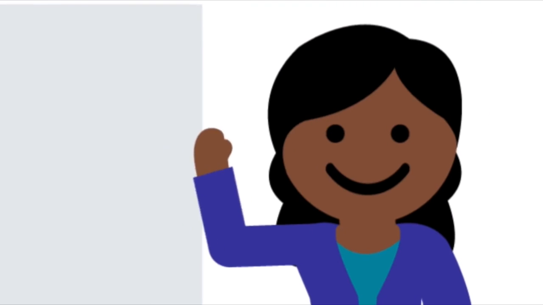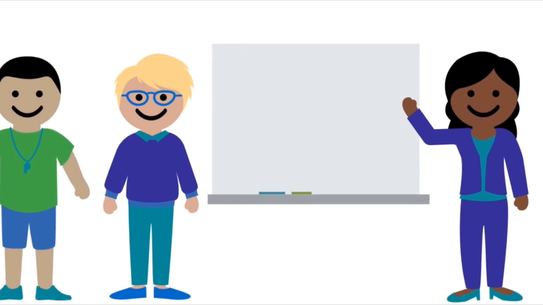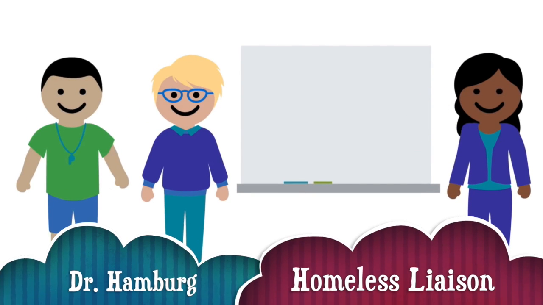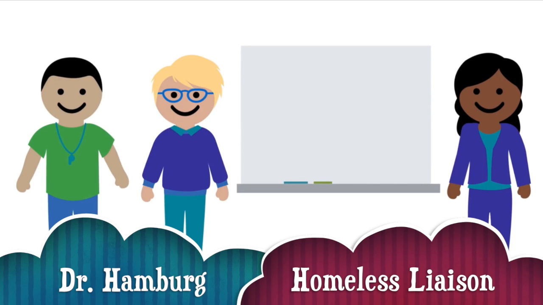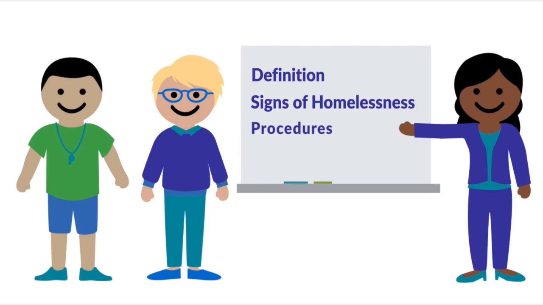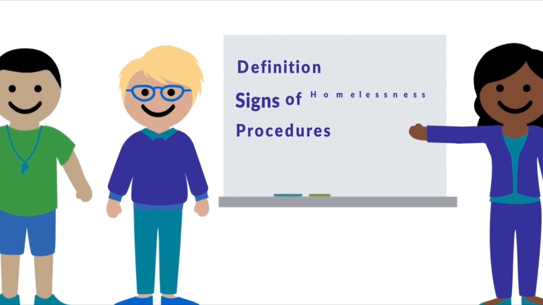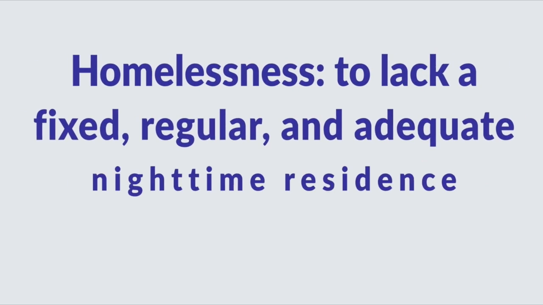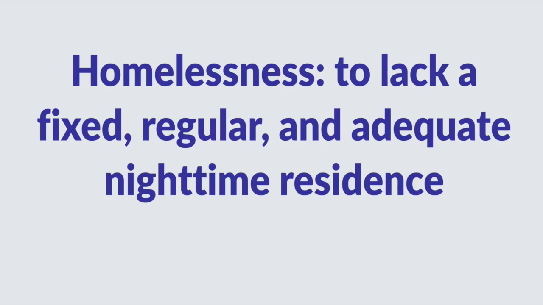One key is that every school district has to have a homeless liaison. Mrs. P is the coordinator in Rosie's district, and Dr. Hamburg is the coordinator in ours. Part of their job is to make sure that everyone in the district understands what homelessness is, how to identify a child or a youth who fits the legal definition, and what to do if you think a child might be homeless. The legal definition of homelessness that applies to the Oxford Area School District is lacking a fixed, regular, and adequate nighttime residence.